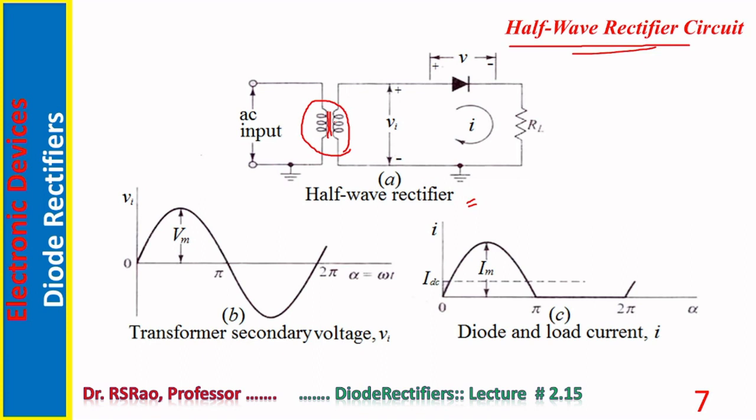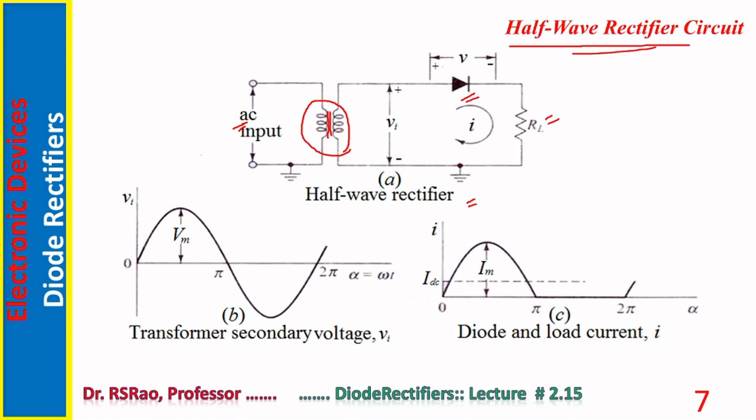Primary of this transformer is connected to AC input. Output of the transformer, secondary of the transformer, is connected to load through a diode. Usually, the purpose of the transformer is to step down the voltage. Input may be 230 volts. It is stepped down to maybe 100 volts or 80 volts. Voltage amplitude gets reduced by the transformer here. So it is a step down transformer.